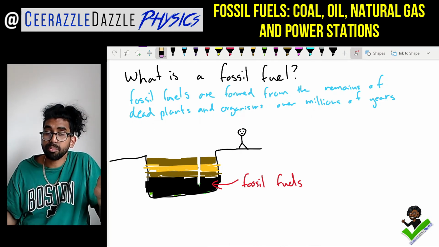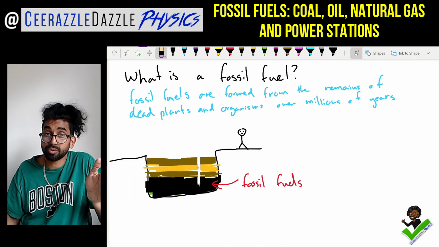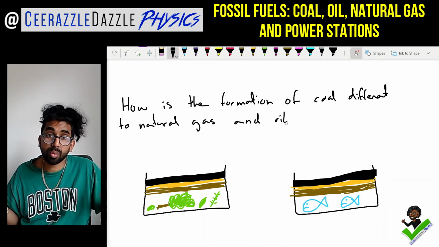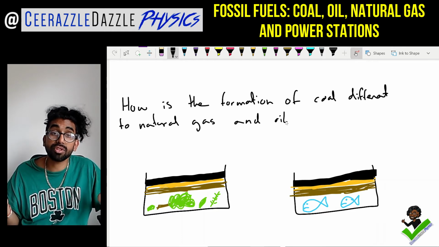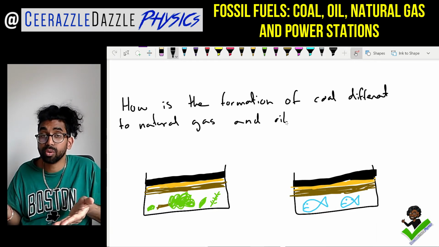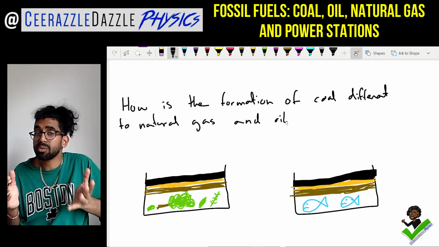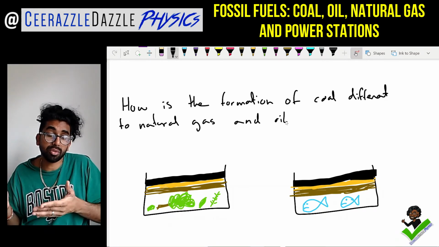From here we've talked about the formation of the fossil fuels, but now let's move on to the following. How is the formation of coal different to the formation of natural gas and oil? You might be wondering that because we said it could be dead plants and organisms, but how is it different for coal and natural gas and oil?